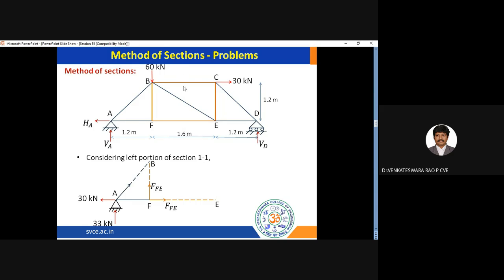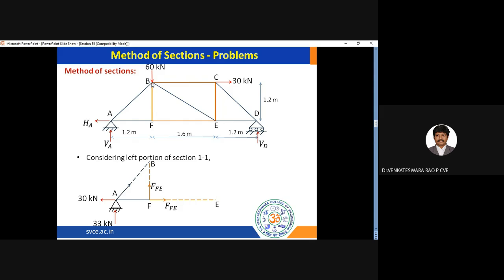Here, this section line is also cutting the unwanted member, BG. Fine, sometimes that also happens. I'm not saying that a section should not cut the member which we do not want to calculate. It may cut, but we are not going to calculate that. As far as possible, we'll try to omit it. Sometimes, very rarely, we may require that also. And see here, if I take one section line here, I could calculate BC and FE, fine. But what about BF and CE?